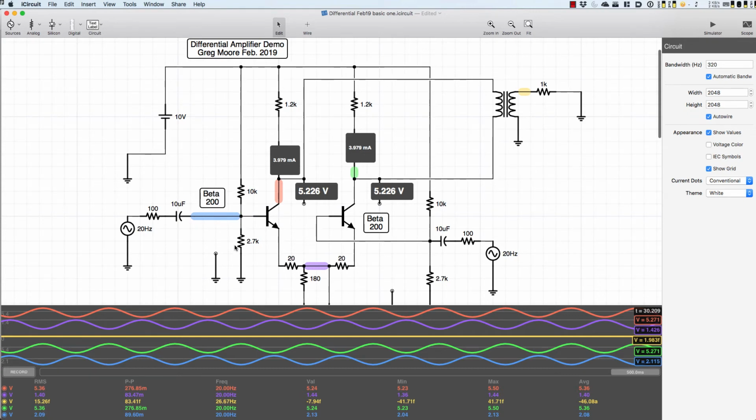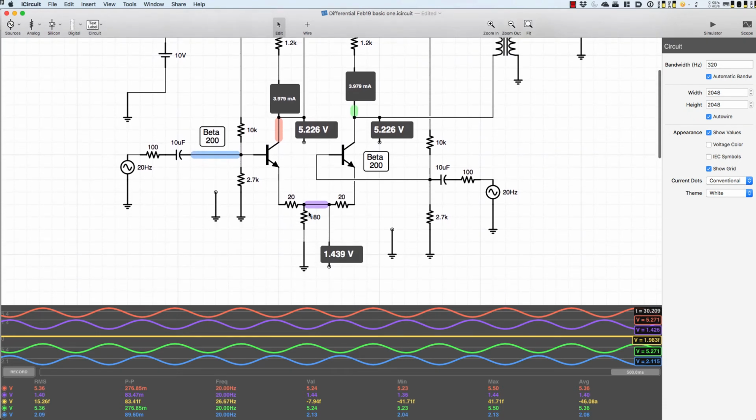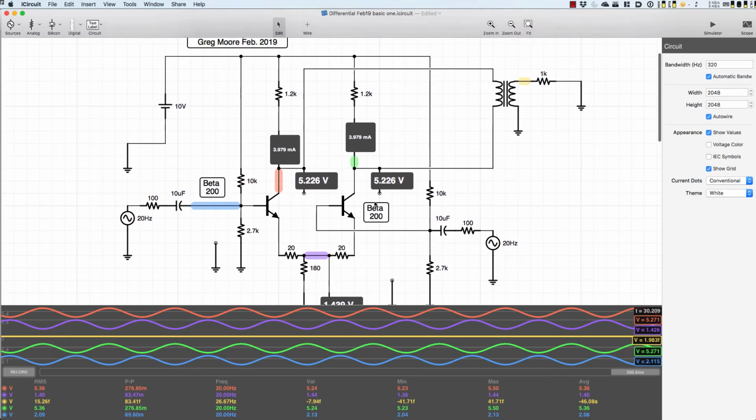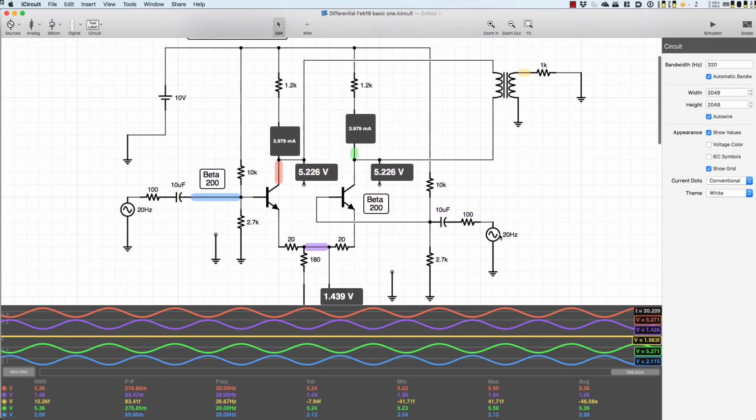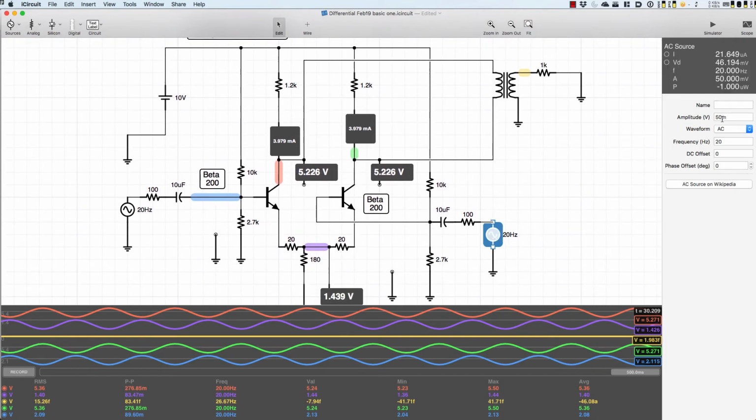Because it is a voltage divider bias, I have to use isolation capacitors going to my signal generators. I'm using 2 signal generators. I have 10 microfarad isolation capacitors. I have a 180 ohm common emitter resistor which is shared between both of the emitters. And at the moment I have 50 millivolts at 20 Hertz in the right hand. I have 20 Hertz at 50 millivolts in the left hand side.